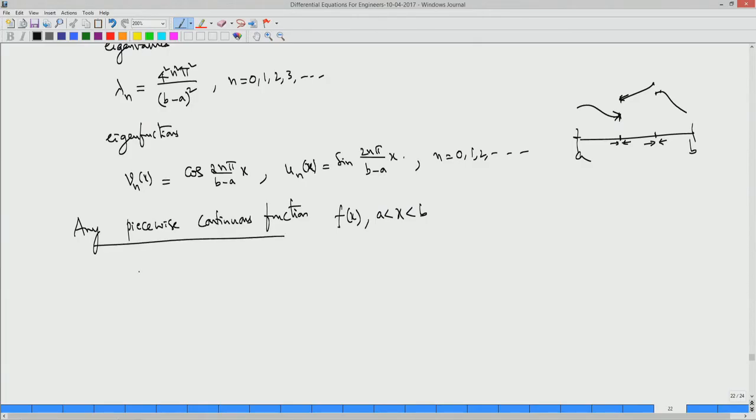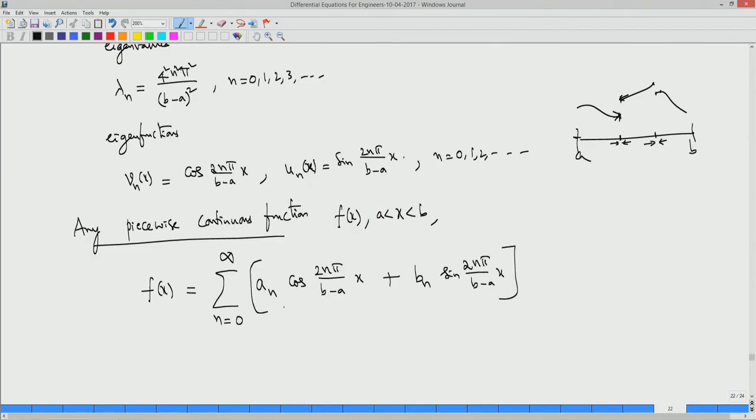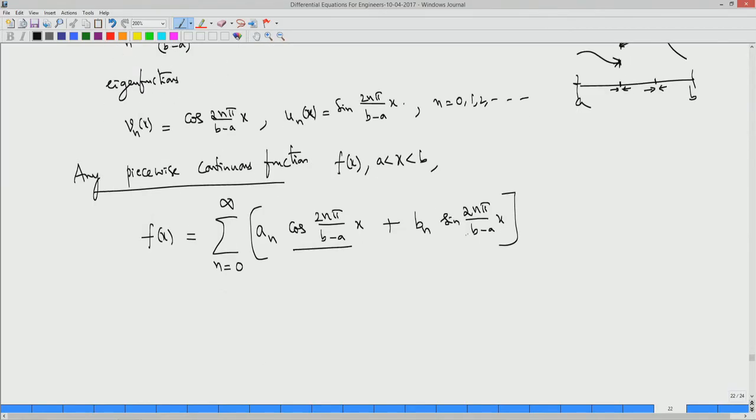Such a piecewise continuous function I can write as a linear combination of these, with n now running from 0 to infinity. What are the eigenfunctions? I have arbitrary constants a_n with these eigenfunctions, cos(2nπ/(b−a) x), plus b_n, another set of arbitrary constants, for sin(2nπ/(b−a) x). So I can write f(x) in terms of these eigenfunctions. The coefficients are simply arbitrary constants.